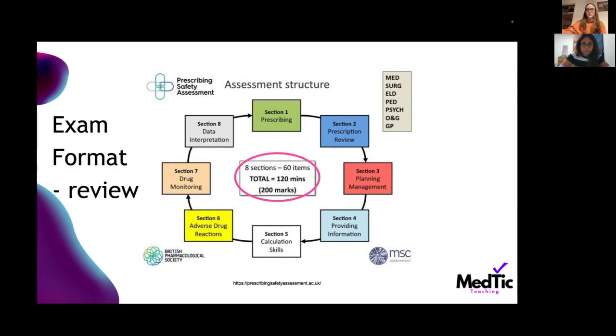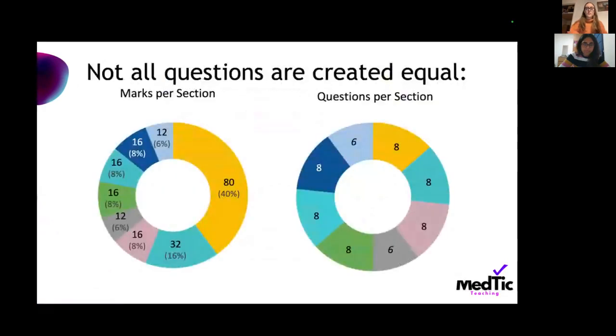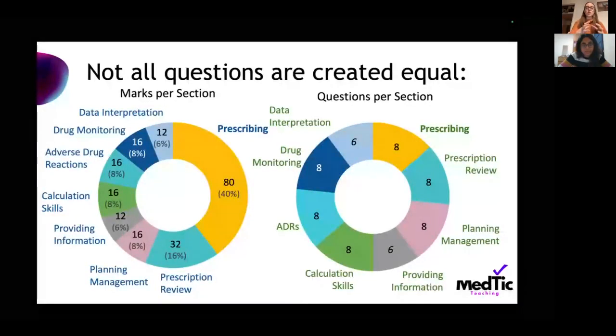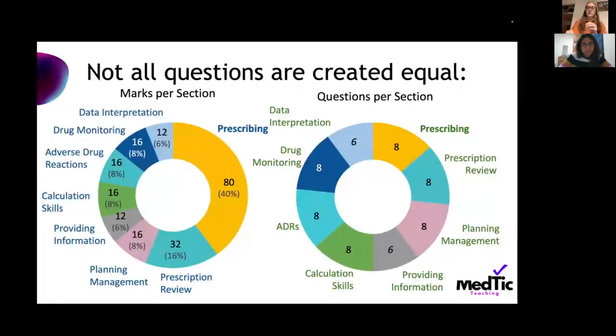If we go to the next slide. So although there are 60 questions and 120 minutes, it's not just 2 minutes per question, because some questions are worth a lot more than others. So if you just click next, it will show you which each section is. If we just click next. Perfect. So you can see here in yellow, the prescribing section, although it's only 8 questions, actually makes up 40% of the marks. So you need to spend a lot longer on those questions than, say, the data interpretation at the very end.